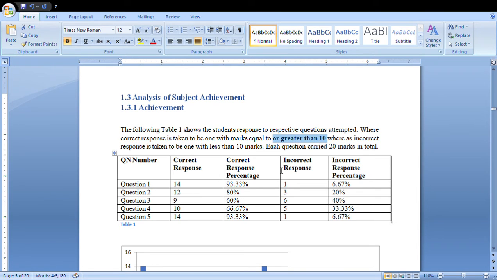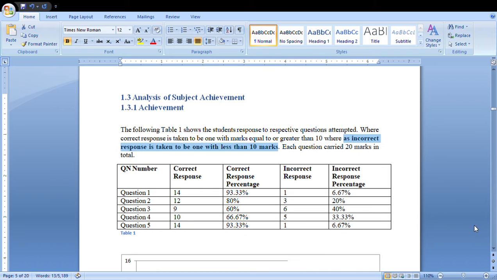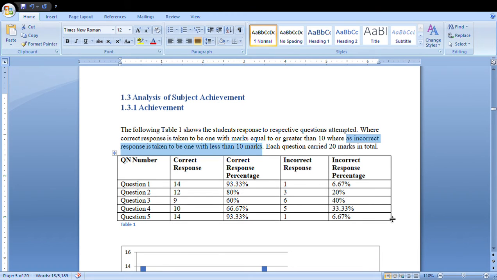So if a student has marks greater than or equal to 10, I take that as a correct response, that the response was given correctly. He has attained half or greater than half of what was required of him or her. Whereas an incorrect response is one with less than 10 marks. So if a student has less than 10 marks in his answer, I take that as an incorrect response, whereby he has not been able to provide more than half of what he's supposed to provide. So let's get to it.